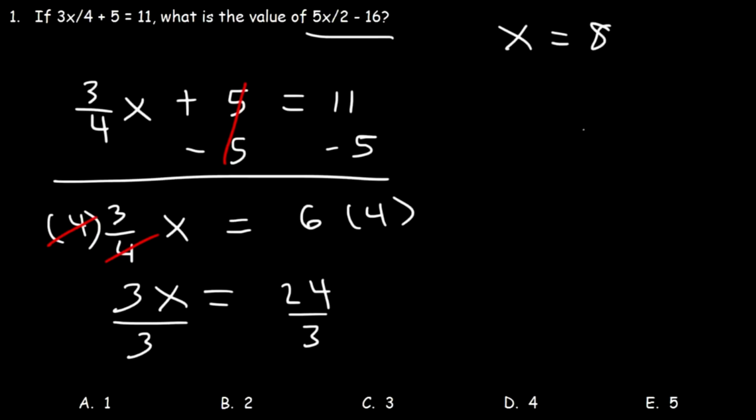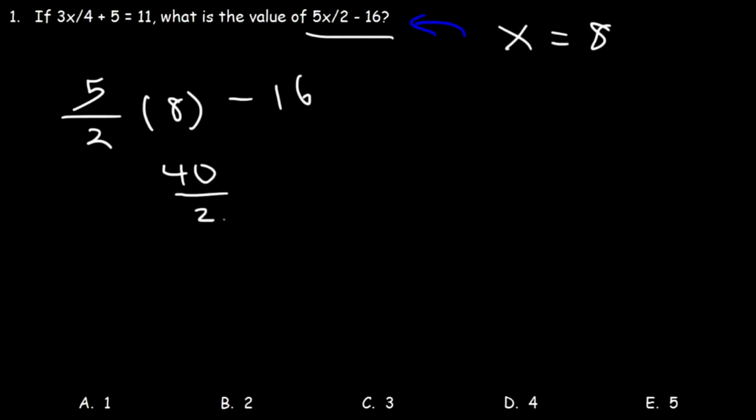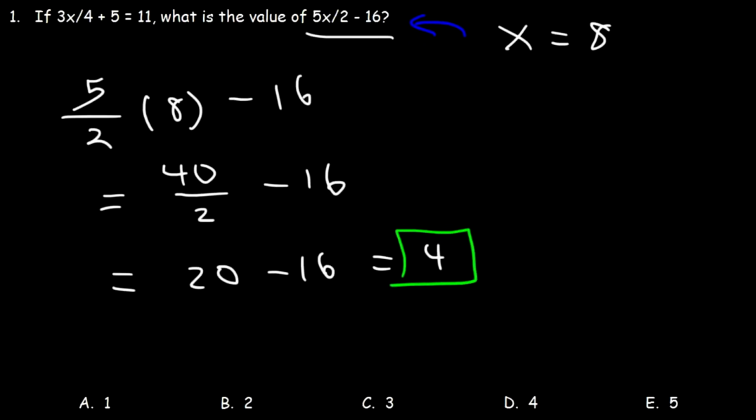Now that we have the value of x, we can plug it into this expression. So let's replace x with 8. So what is 5/2 of 8? 5 times 8 is 40. And 40 divided by 2 is equal to 20. 20 minus 16 is 4. So 4 represents the value of the expression. Therefore, answer choice D is the right answer.